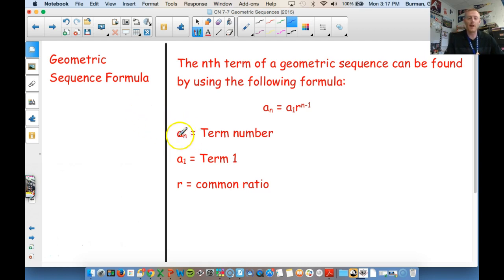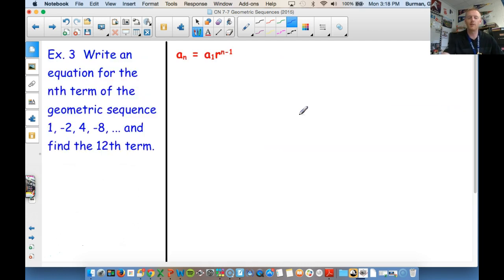So a sub n is the term number, so what term we're trying to find. A sub 1 is the first term, and r is my common ratio. So again, n is the number that we're trying to find. We're going to write an equation for the nth term, so we're going to leave our n's in here in the geometric sequence, and then find the 12th term.